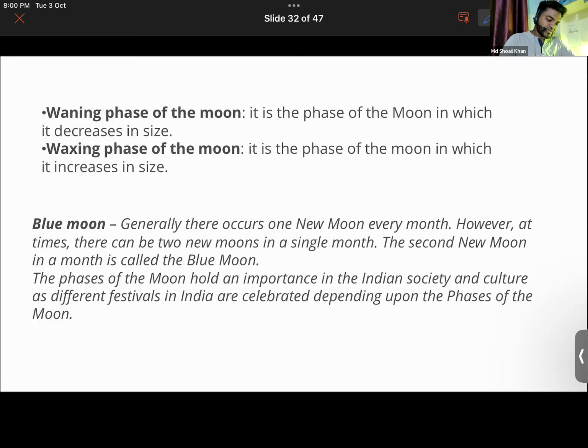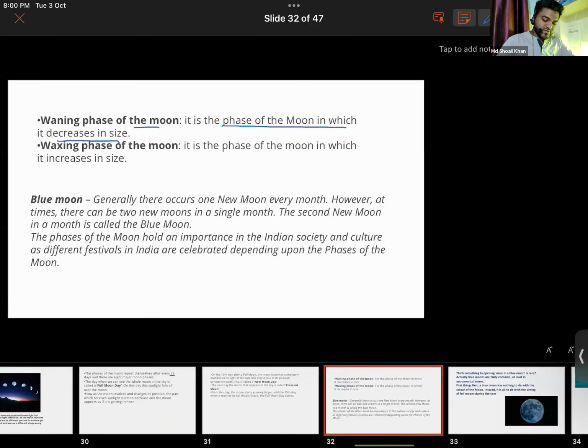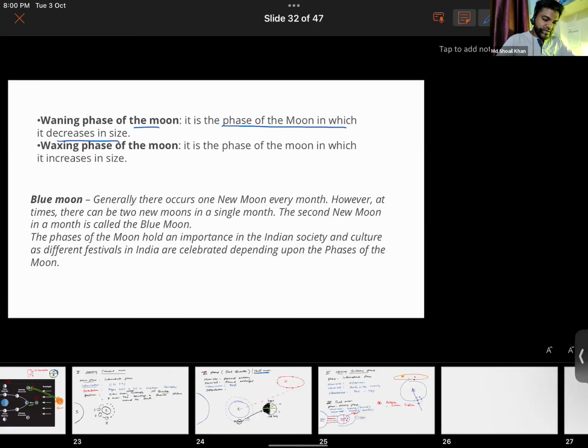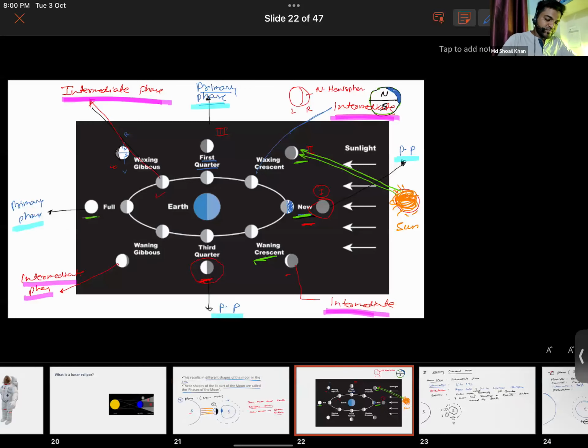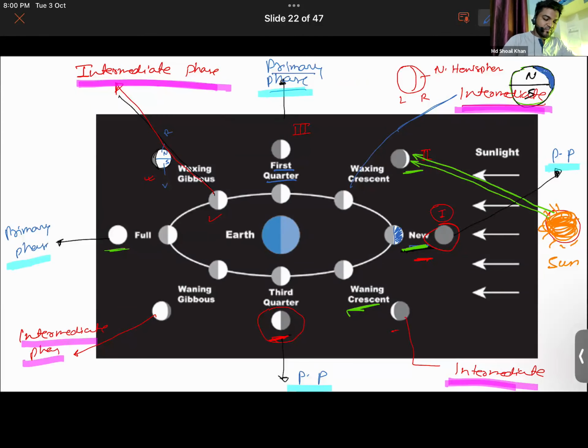Waning and waxing phase. Waning phase was what? It is the phase of the moon in which it decreases in size. The phase in which it decreases its size will be the waning phase. So which one is the waning phase, by the way? Waning crescent. Waning crescent is not only this one.